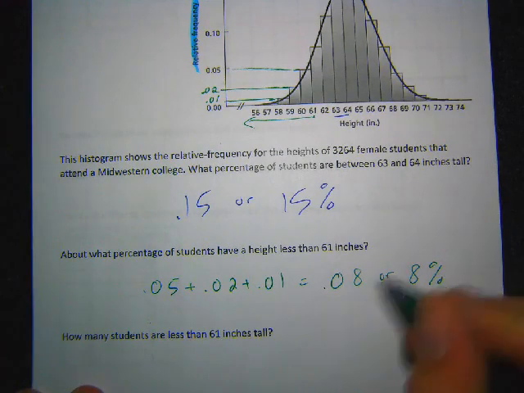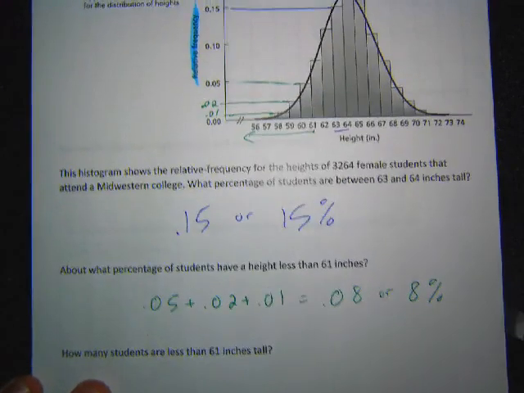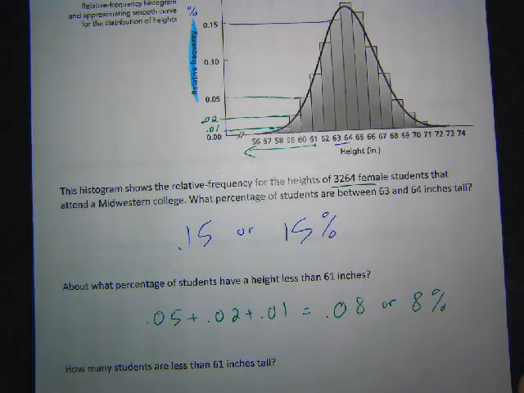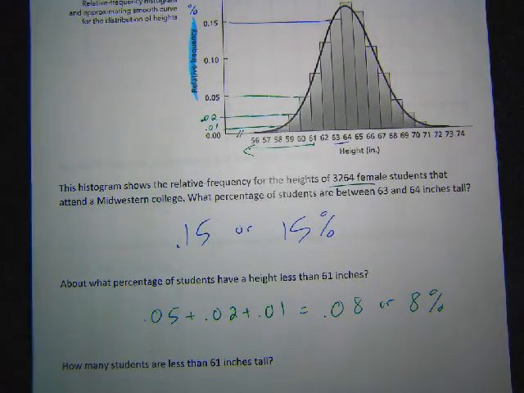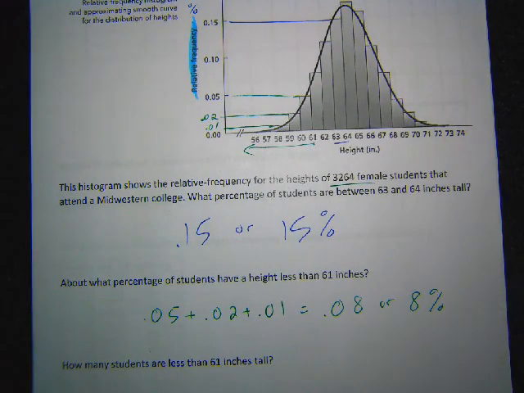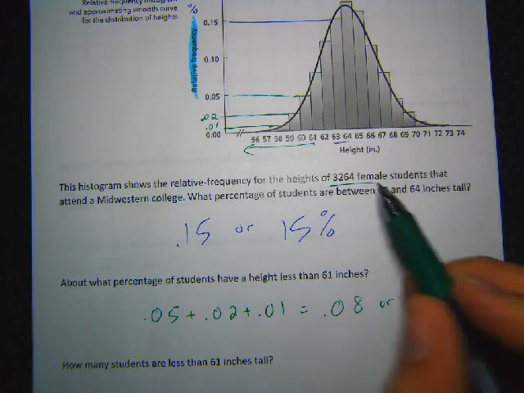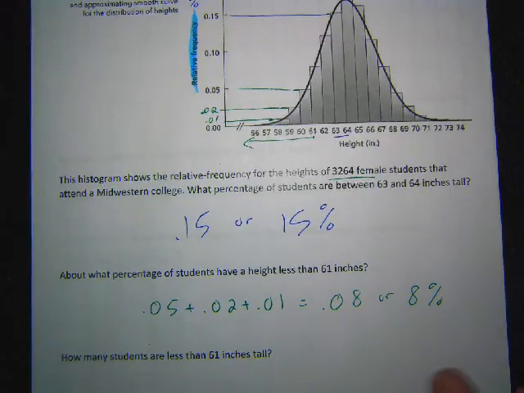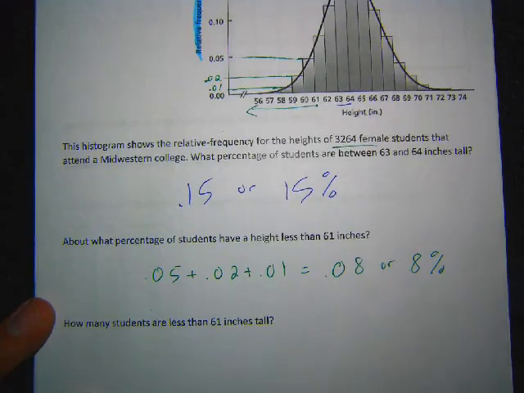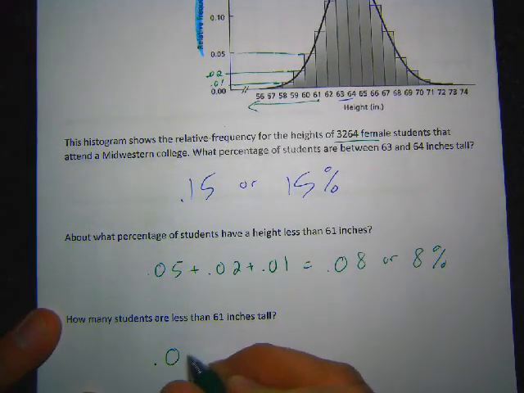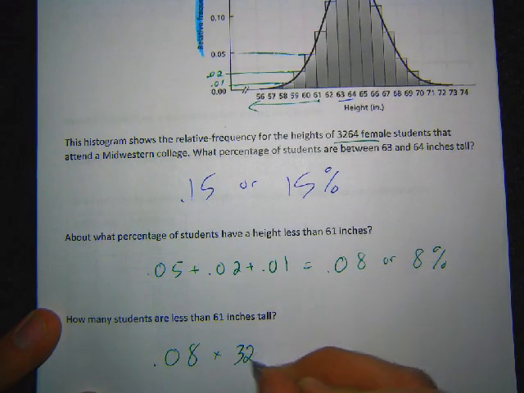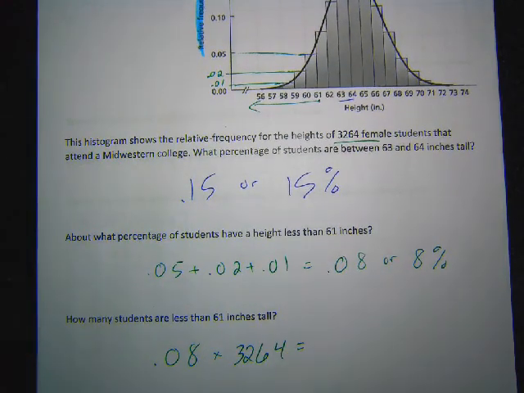Well, if we have a percent, we think it's about 8%. And we know there are 3,264 students total. Well, we just need to find 8% of that total amount. And that'll give us an idea about what percentage in this school is going to be less than 61 inches tall. So we'll take 8%, we'll use the decimal form for multiplication, so we'll just multiply 0.08 times that 3,264, and that'll give us the count we're looking for.